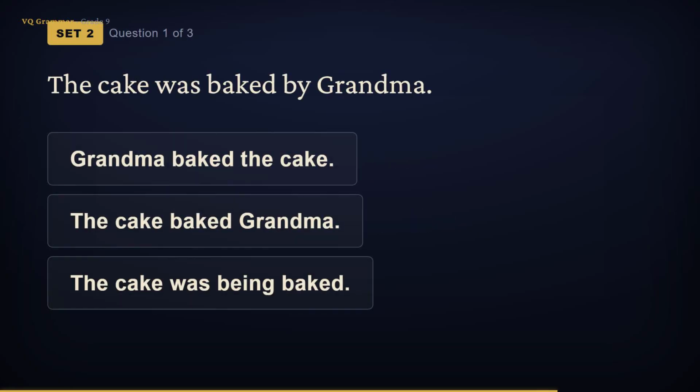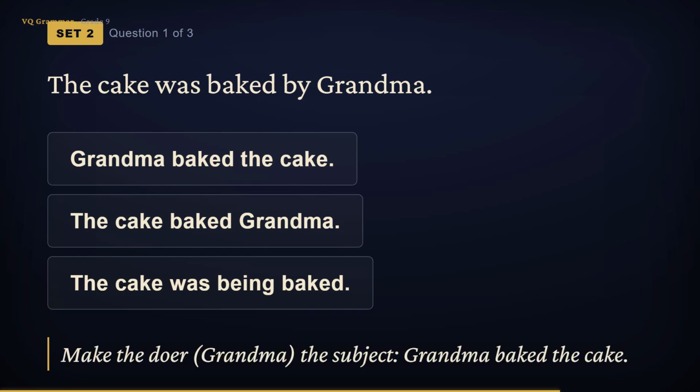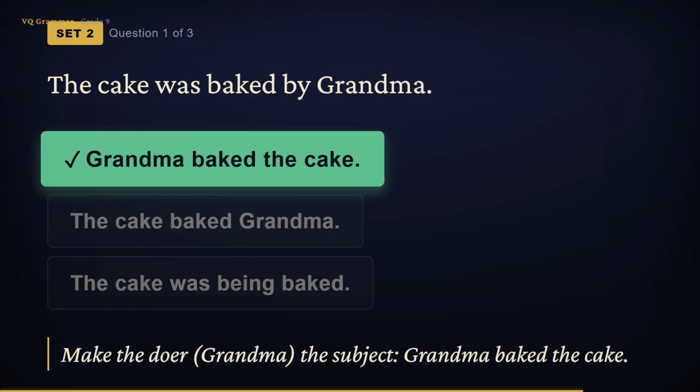The cake was baked by Grandma. Who's the real doer? Grandma. She's the one after the word by. To go active, we make Grandma the subject and let her do the verb. Grandma baked the cake. Notice we don't want the cake baked Grandma, which changes the meaning entirely. The correct active version is Grandma baked the cake.